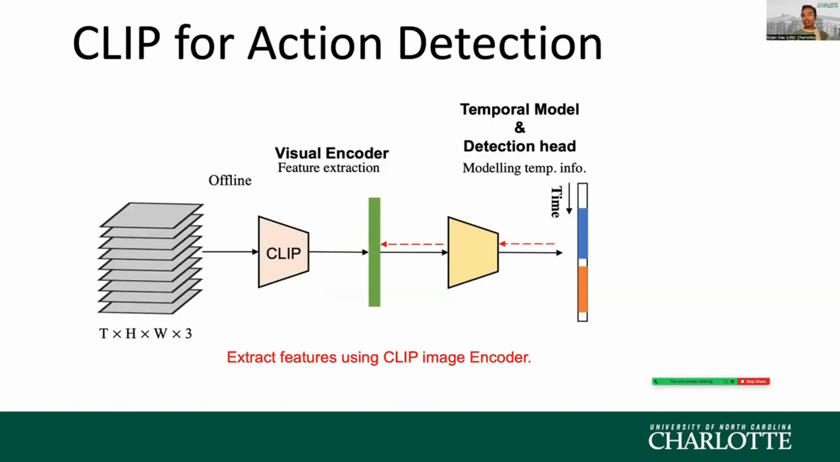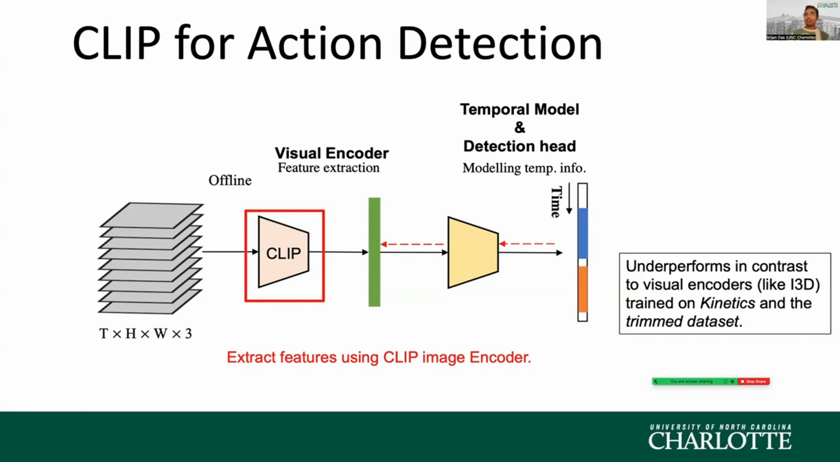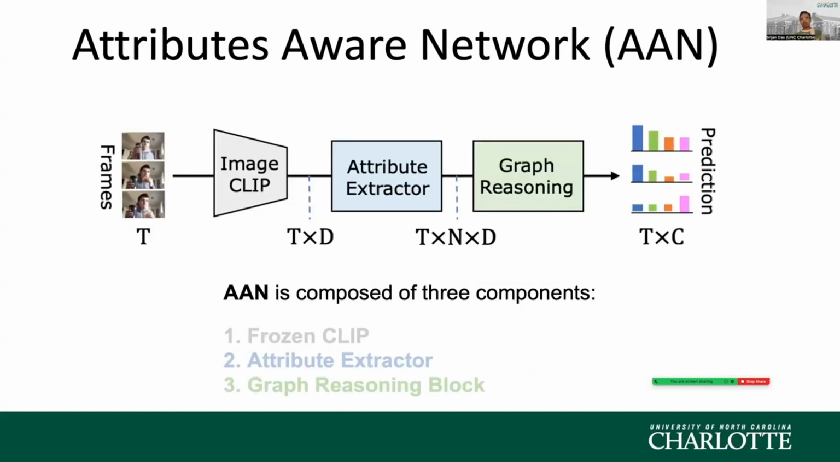We can just replace the I3D visual encoder with a CLIP encoder. And this should be able to solve our task. We should be able to encode fine-grained object semantics into these temporal features, and it should be able to perform better. But this framework underperforms in contrast to visual encoders like I3D, which is trained on Kinetics and the trimmed dataset. So that's why we came up with Attributes-Aware Network.